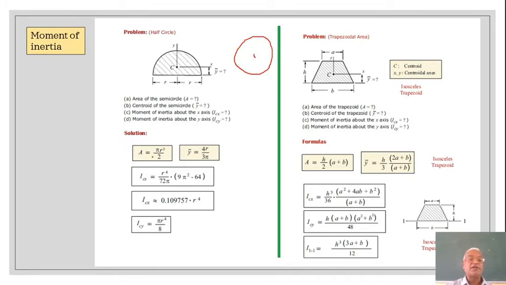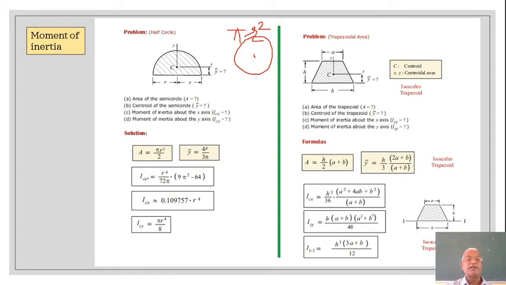Now for a semicircle, the area will be pi r squared by 2, because the area of a full circle, you know, is pi r squared, or it is pi d squared by 4. And then y bar, that is the distance of the centroid from the base, the diametrical axis. This distance is given by 4r by 3 pi.